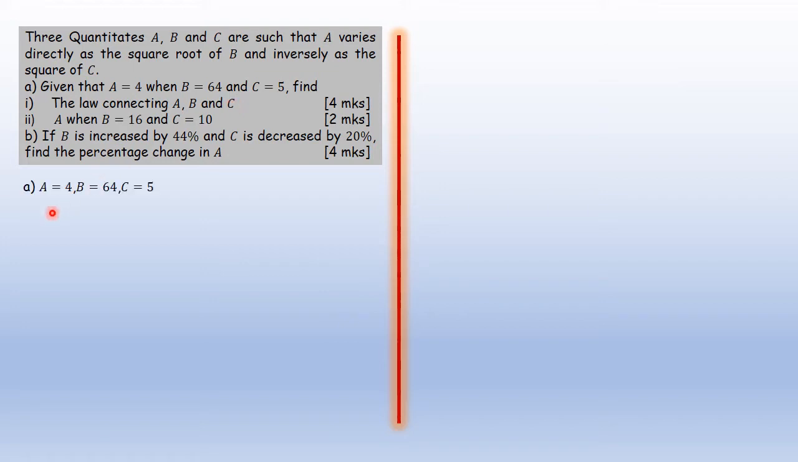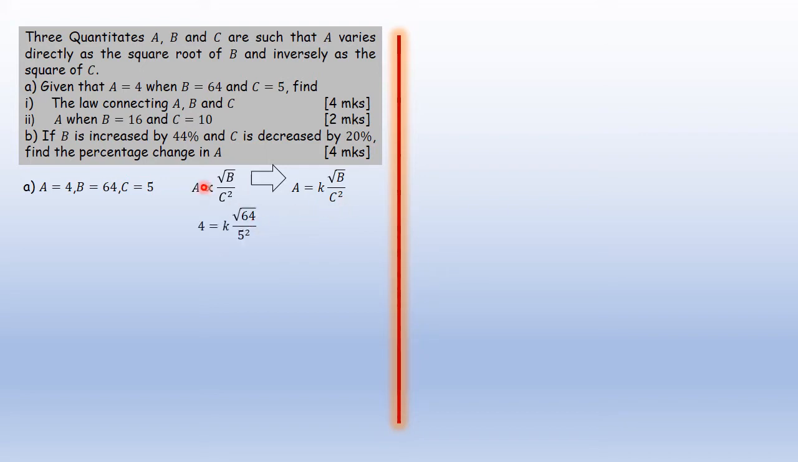Now, we're given the values of A, B, and C, but we're also told that A varies directly as a square root of B and inversely as a square of C. And therefore, that tells us that we can write it this way. A is proportional to root B, but inversely proportional to square of C, and it's joint. Again, this expression can be written as an equation. Now, A is equal to K root B all over C squared, where the proportionality sign has been replaced by an equal sign and K.